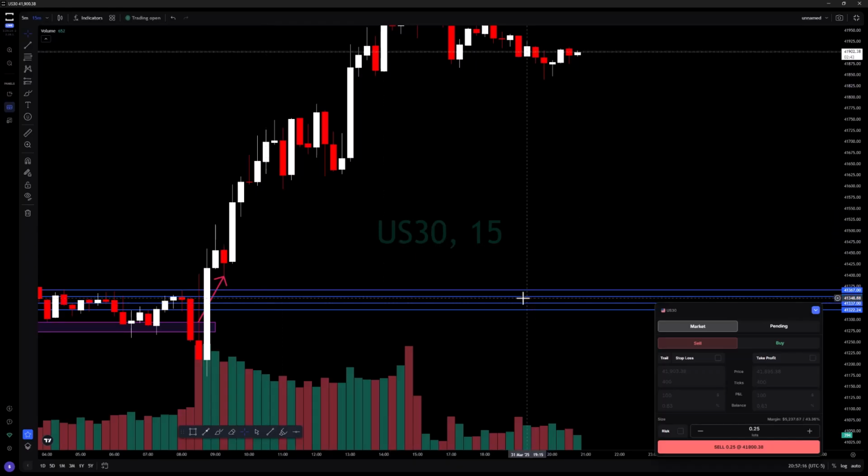People ask me all the time, well, how much money do I need to trade US30, right? US30, to basically take 0.01 lot, you would need at least $200. You can see where my cursor is. You need at least $200 in your account, well, basically $300 to take 0.01 lot.